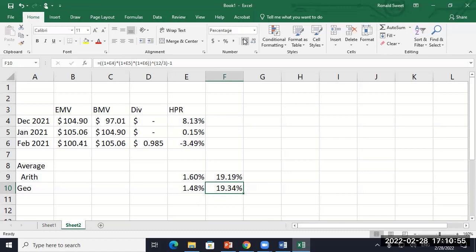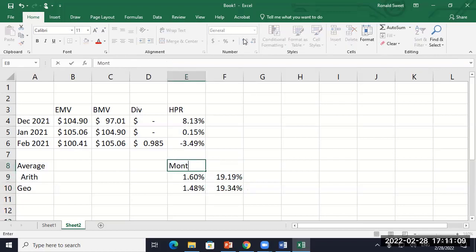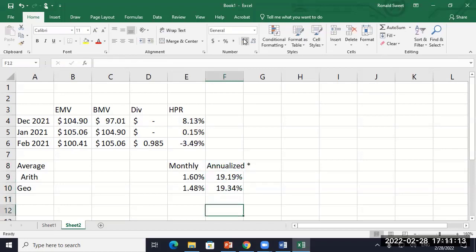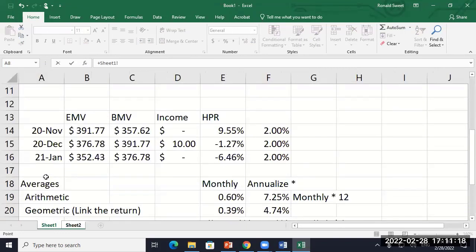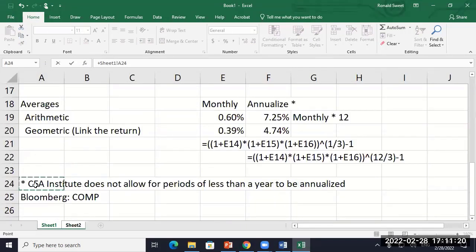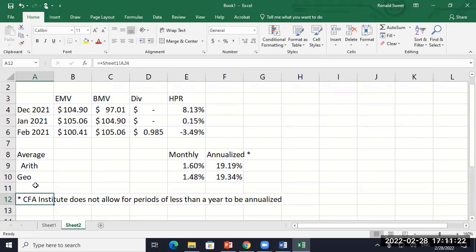There you can see that geometric was higher. When you annualize, the geometric can be higher, but not dramatically so. And then you put your footnote. And that's the question in the exam. Everybody should get 100 on this because it's just plug and go.